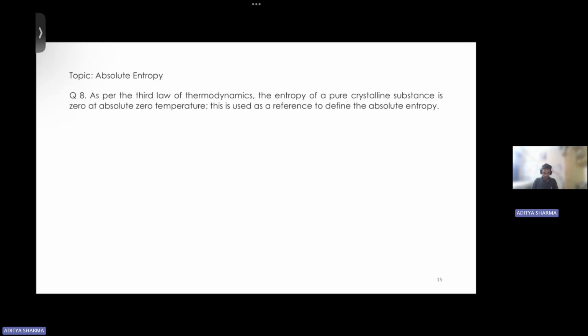Now, next question is based on absolute entropy. As per the third law of thermodynamics, the entropy of a pure crystalline substance is zero at absolute zero temperature. This is used as a reference to define the absolute entropy. So this is a true statement, right? This is a definition of absolute entropy. We use this to define our absolute entropy. Okay.